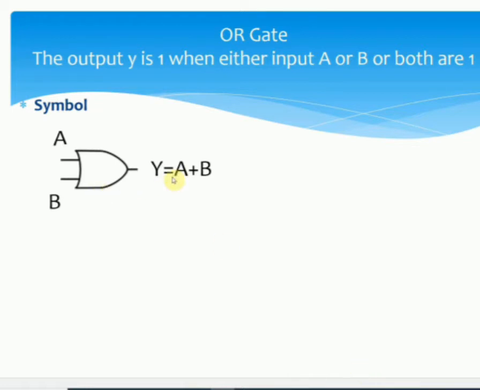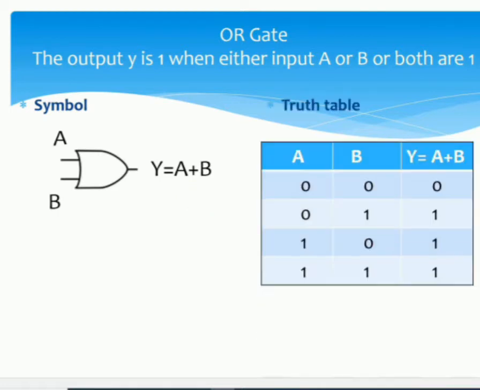The Boolean expression of the OR gate is Y = A + B. Here this plus sign represents the binary addition. Now let us discuss the truth table of the OR gate. When A is 0 and B is 0, then 0 plus 0 will result in output 0. When A is 0 and B is 1, 0 plus 1 will result in an output 1. When A is 1 and B is 0, then 1 plus 0 will give you output 1. And when both are 1, then 1 plus 1 will result in output 1.